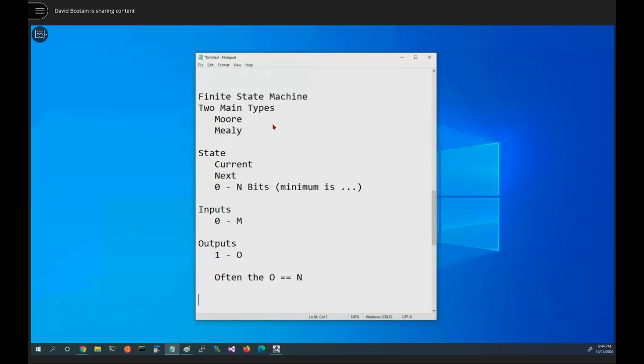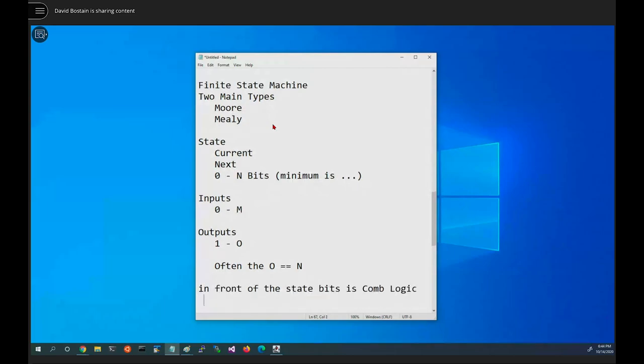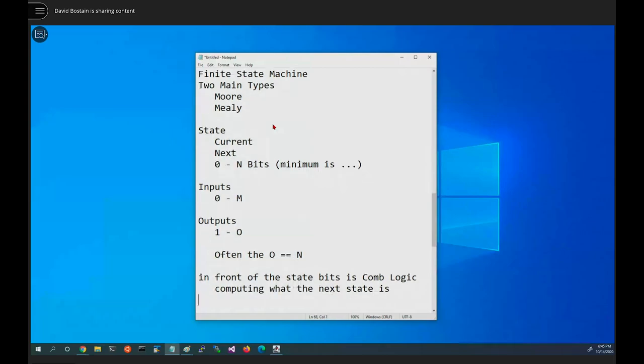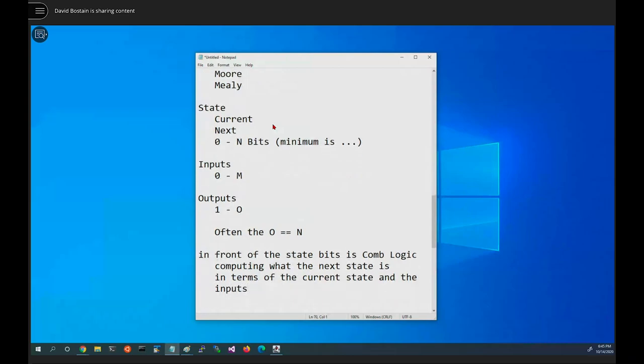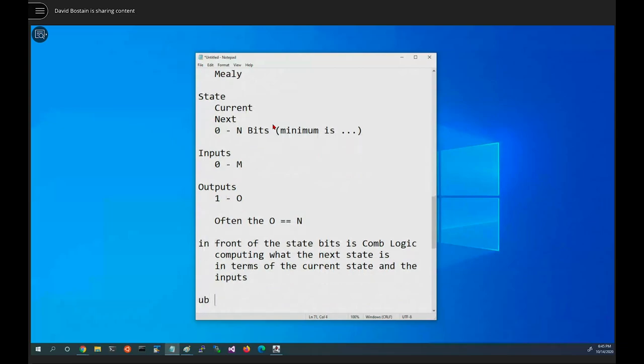Now, what are the main differences between a Moore and a Mealy? Well, we need to highlight that, but in particular, there are 2 places where we're going to have differences. One is in front of the state bits, there is some combinational logic. And often what it's doing is computing what the next state is in terms of the current state and the inputs. So you'll notice there's some combinational logic in front of the state bits. Now, in front of the outputs, there's combinational logic.